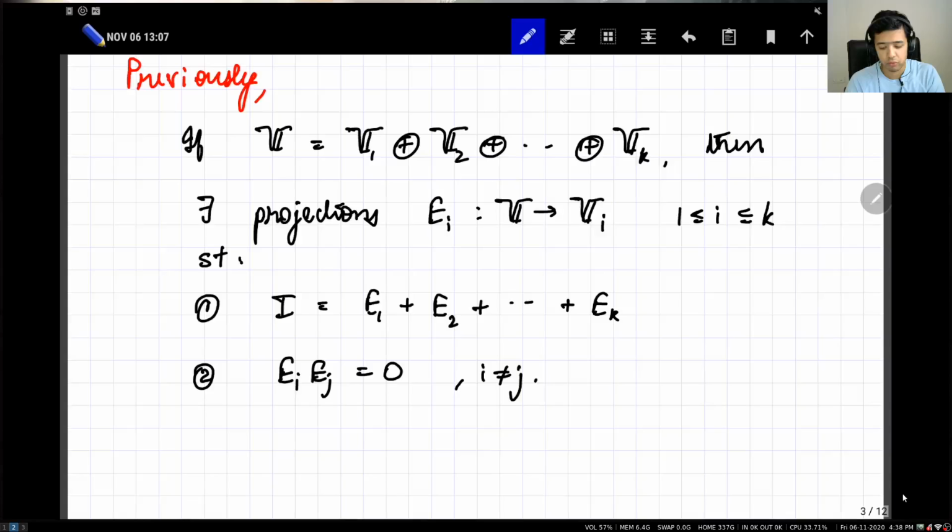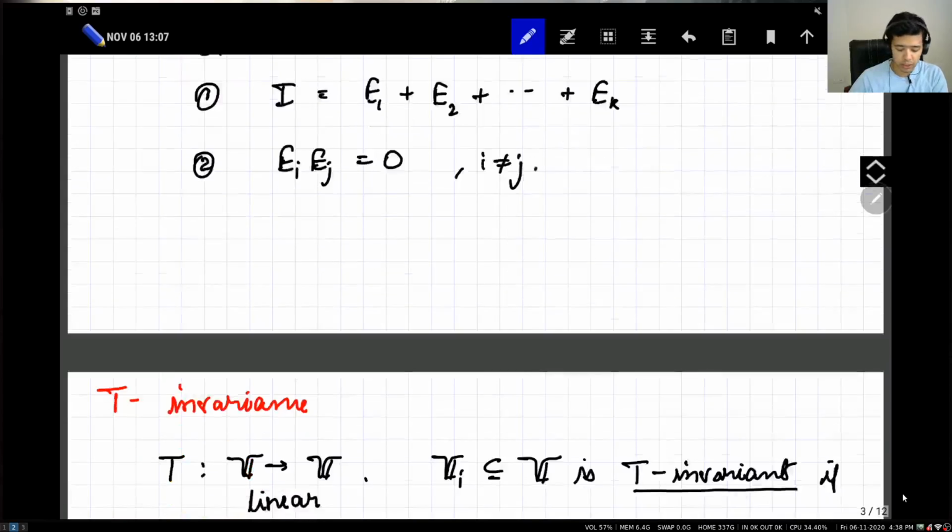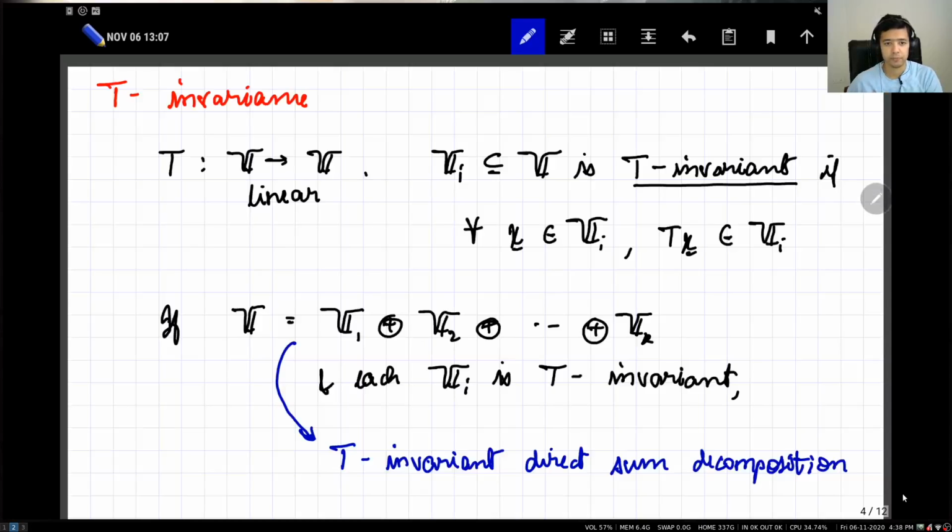So this is in general for any direct sum decomposition of V into V1, V2 up to Vk, and we'll add an additional property to direct sum decompositions by requiring them to be invariant to linear transformations. So given an arbitrary linear transformation T from V to V, we'll say that a subspace of V is T invariant if you take any vector from the subspace and transform it, you come back to the subspace itself. So basically T cannot take any vector from this particular subspace to outside the subspace. So formally speaking, Vi, which is a subset of V, is said to be T invariant if for all vectors x in Vi, T times x is also in Vi, right?